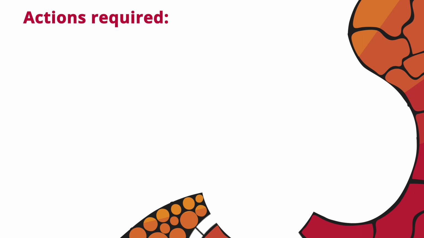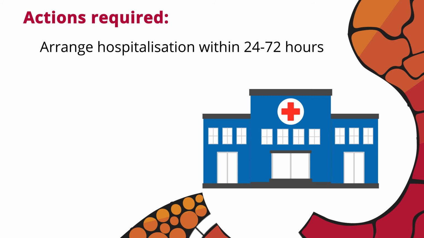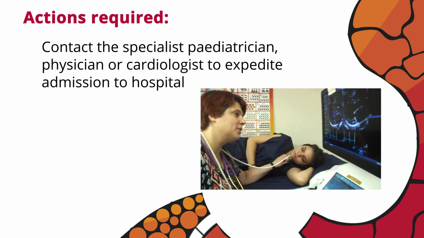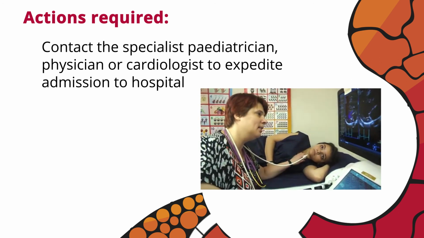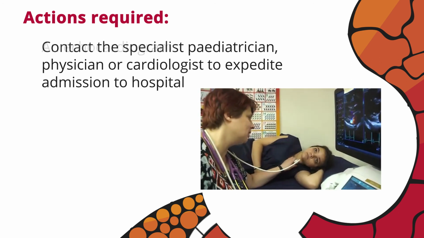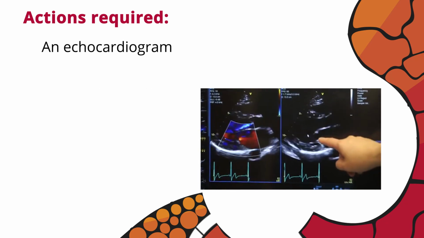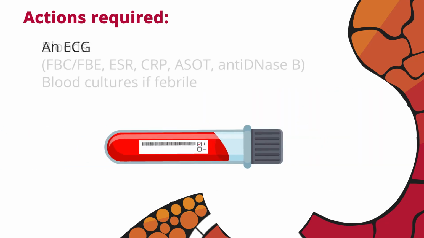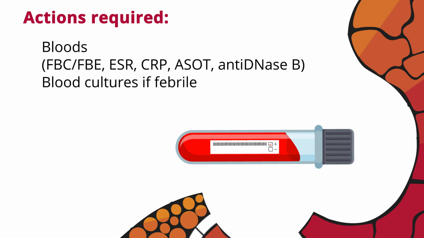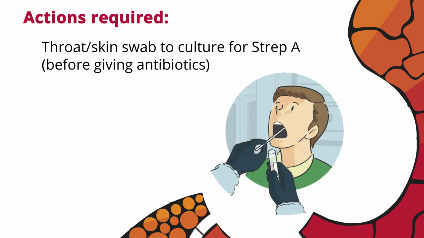Actions required for all people suspected to have ARF. Arrange hospitalisation within 24 to 72 hours. Contact the specialist paediatrician, physician or cardiologist to expedite admission to hospital. Organise an echocardiogram, an ECG, and bloods including FBC, FBE, ESR, CRP, ASOT and anti-DNase B. Take blood cultures if febrile, and a throat or skin swab to culture for strep A before giving antibiotics.